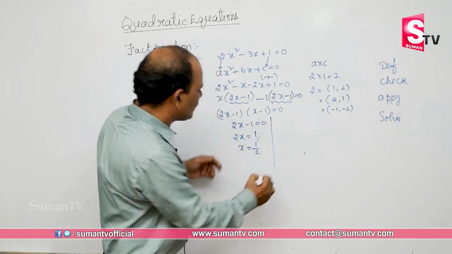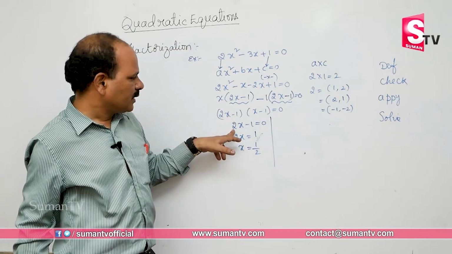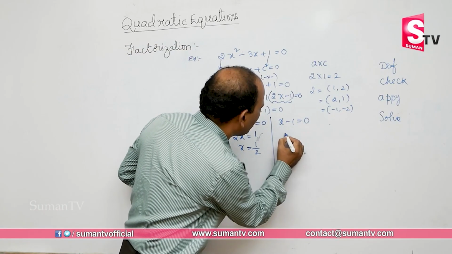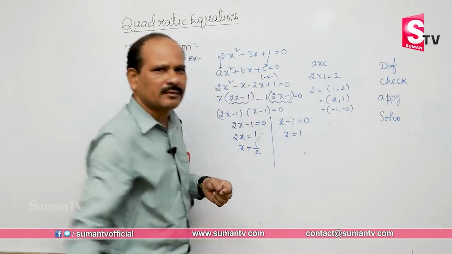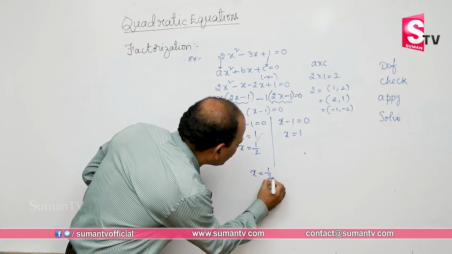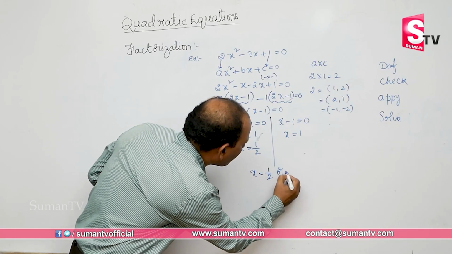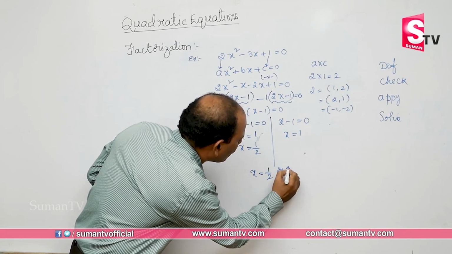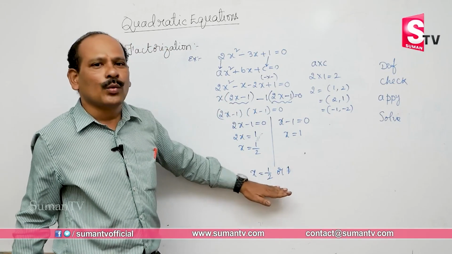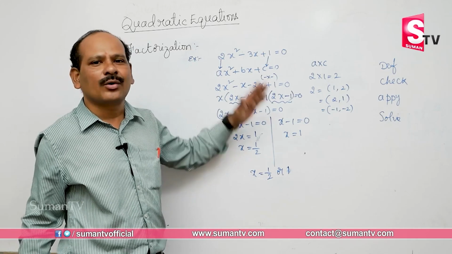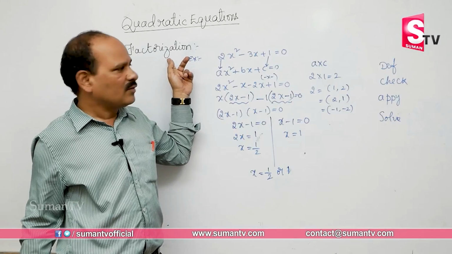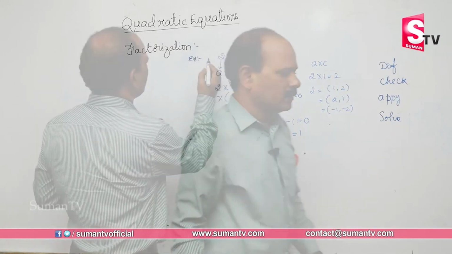Come to the second part. This I already made it 0. Then x minus 1 is equal to 0. x is equal to 1. So, the value of x is equal to 1 by 2 or equal to 1. x is equal to 1 by 2 or 1. In this way, we can solve the quadratic equation by using the factorization method. One more problem I will explain to you.